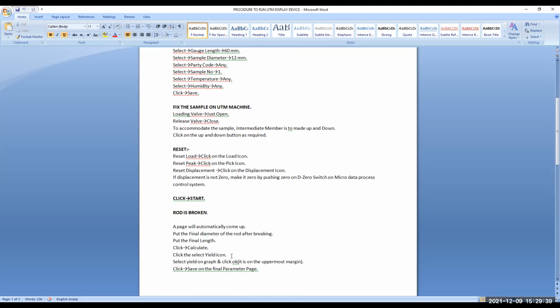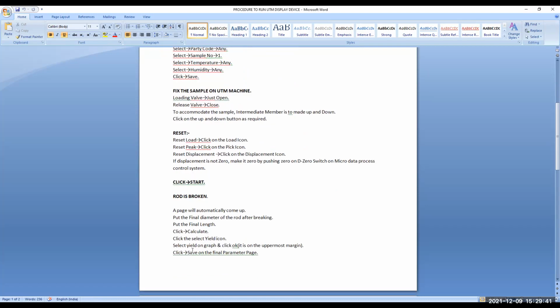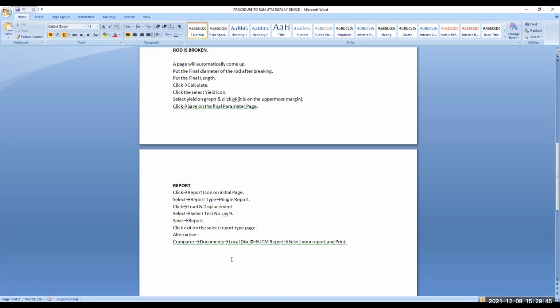Select the yield icon. Select yield on the graph and click OK. Save, OK, and the final parameter page. The report page comes up. Click, then select the report page.